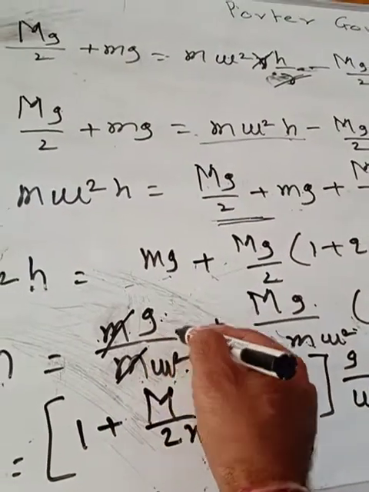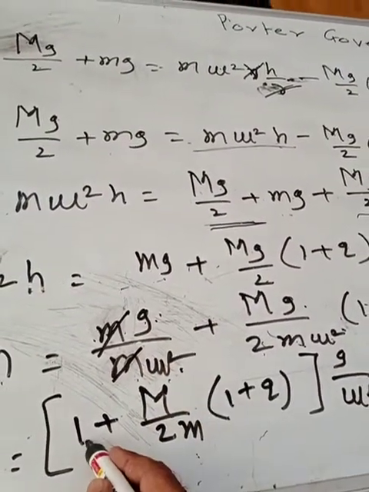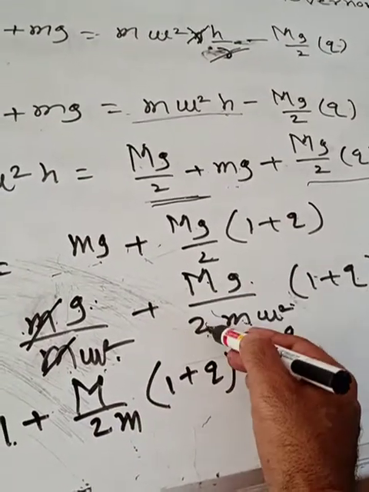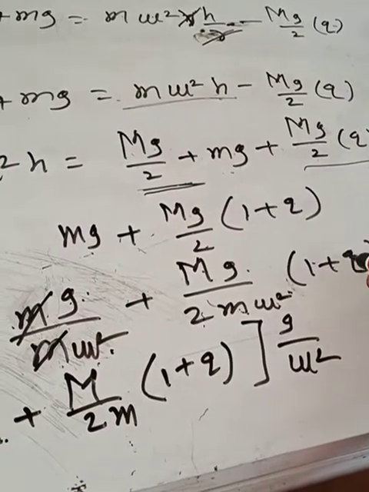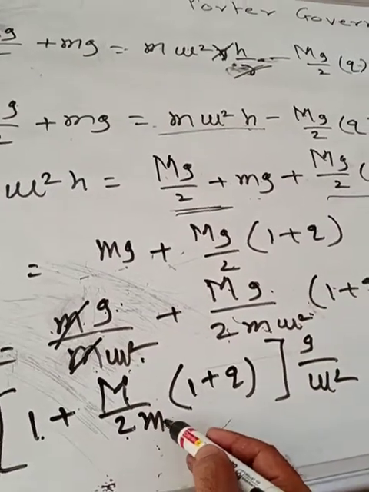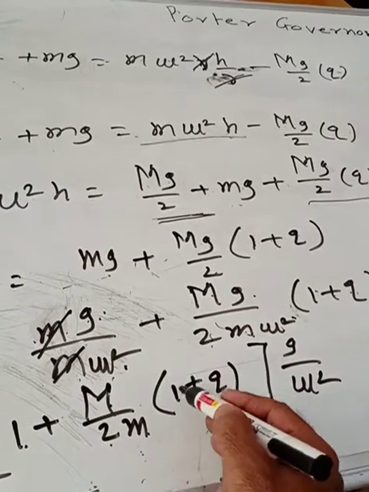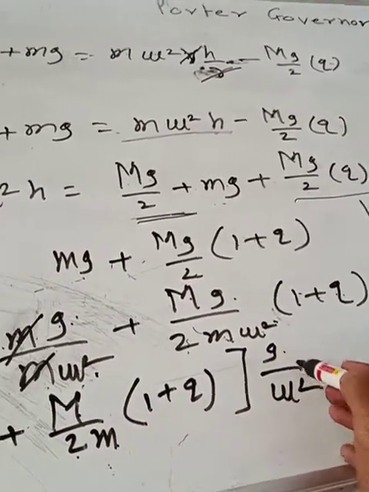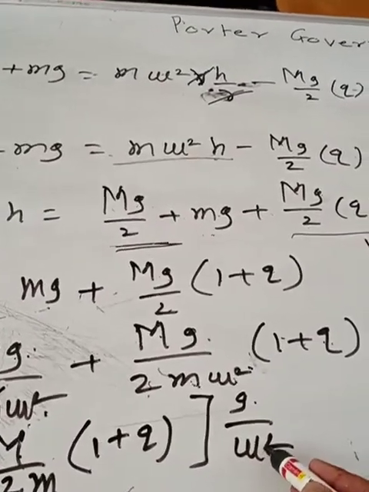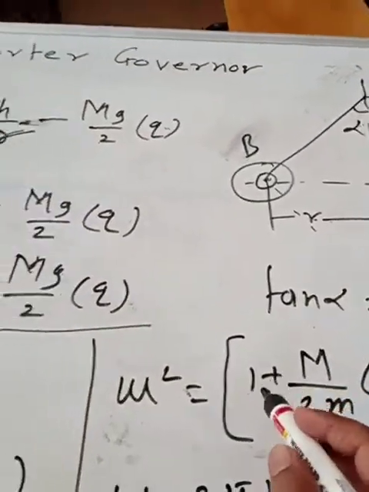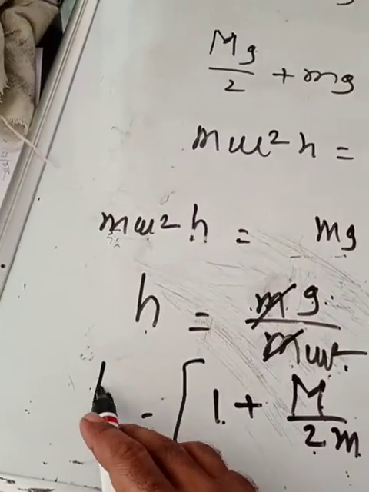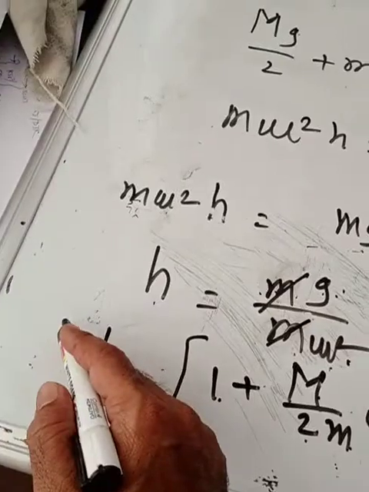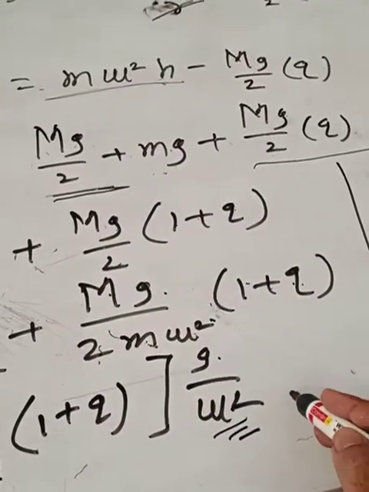This we will take common. So what will remain here? If we take g divided by omega square common, it will remain 1 plus, here what will remain, that is M divided by 2 into m into 1 plus q, and the whole bracket multiplied by g divided by omega square as common. Now if we want to solve this equation for omega square, we'll take this omega to this side and h to the place of that omega.